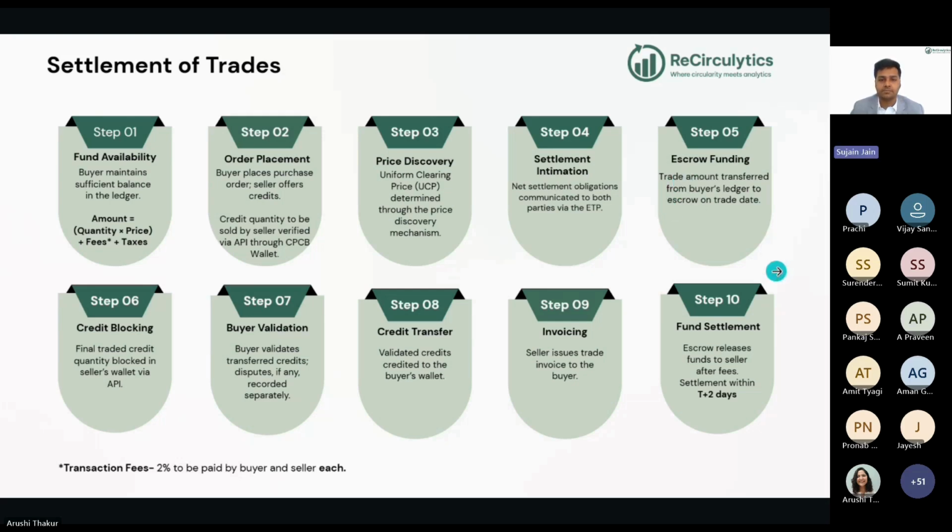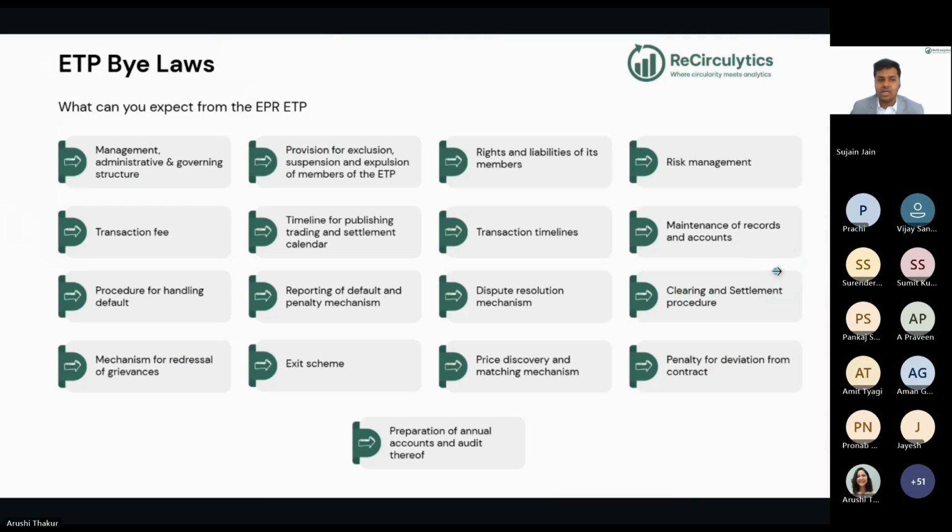Next slide, please. So whenever an exchange is made, you can check India Energy Exchange, you can check Bombay Stock Exchange or National Stock Exchange, which regulates the share prices.